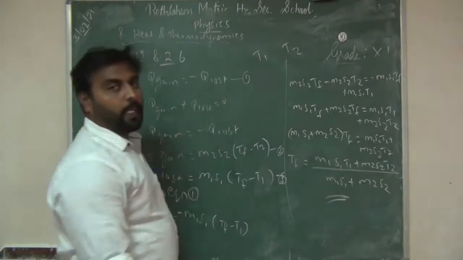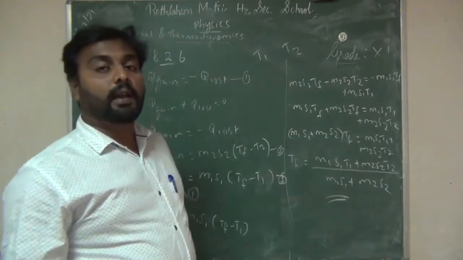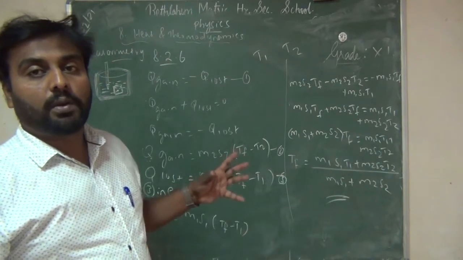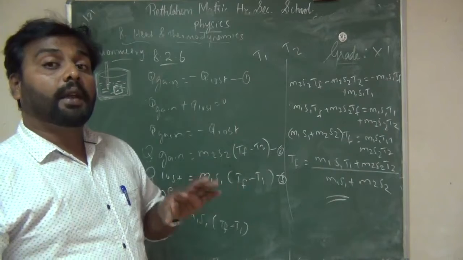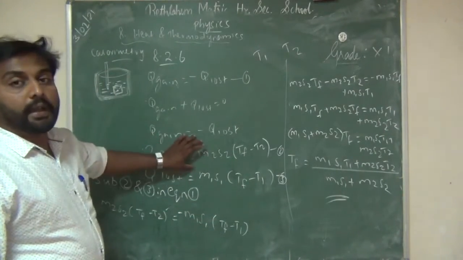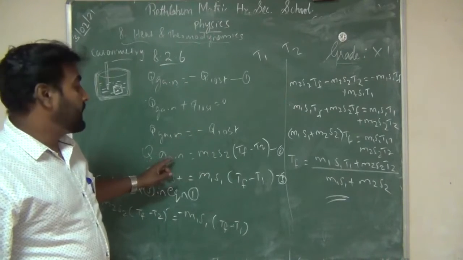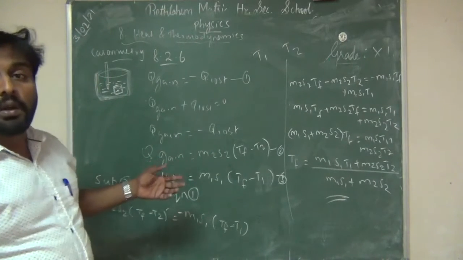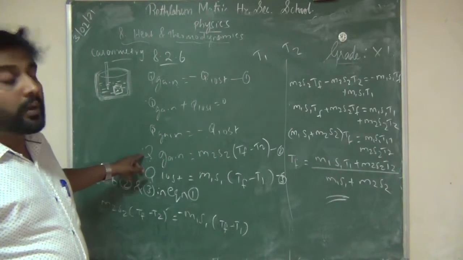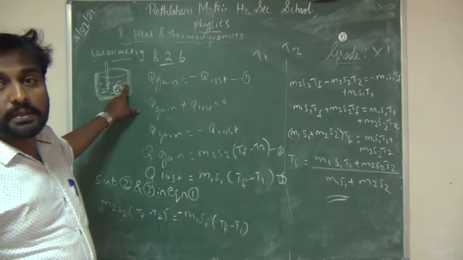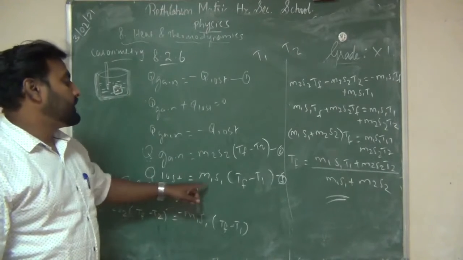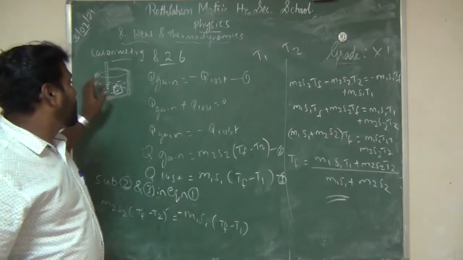So this is how we can calculate the final temperature when we drop the hot object inside a cold object. So again, listen, this equation we are writing from specific heat capacity. So Q gain is equal to M2 S2 into Tf minus T2. Q gain means the second surface, and the temperature of that is T2, that is the cold water. And Q loss is equal to M1 S1 into Tf minus T1.